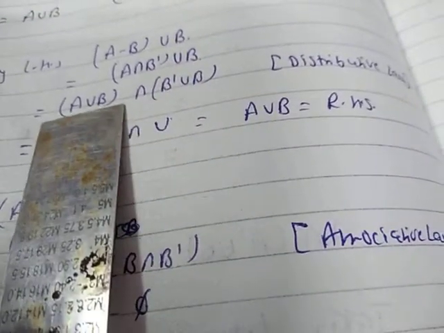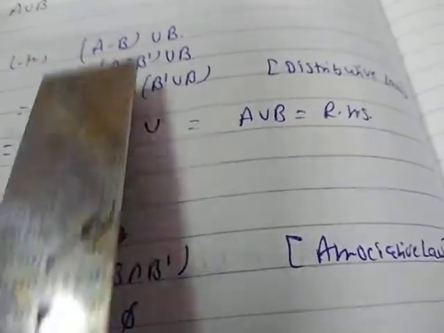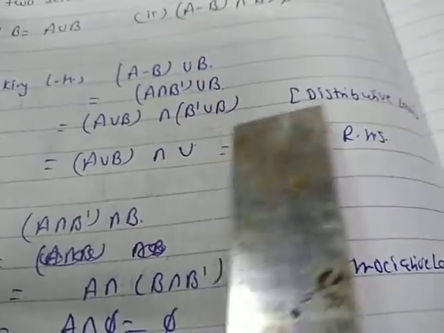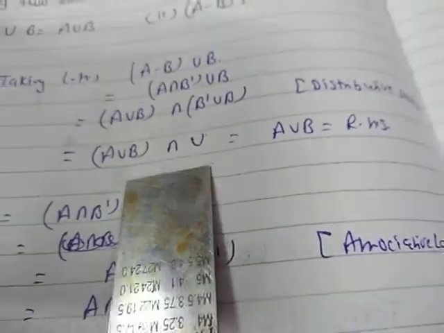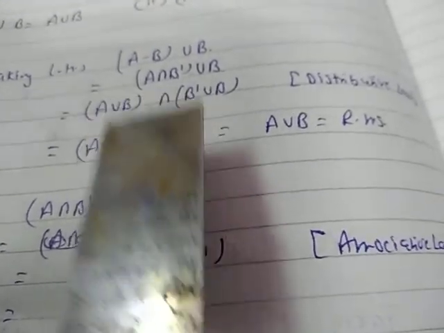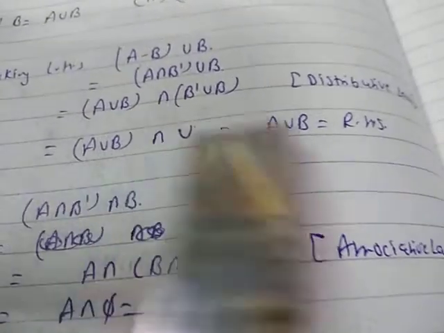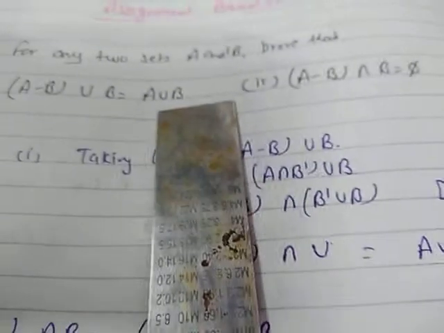Just see, children, here. Intersection B complement union B. Now, B complement union B is what? It is U, and this is A union B. So A union B intersection U is your A union B. Hence, this is your RHS.